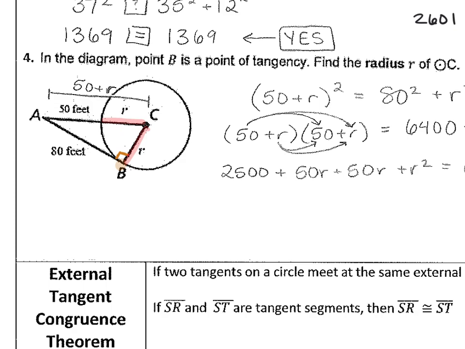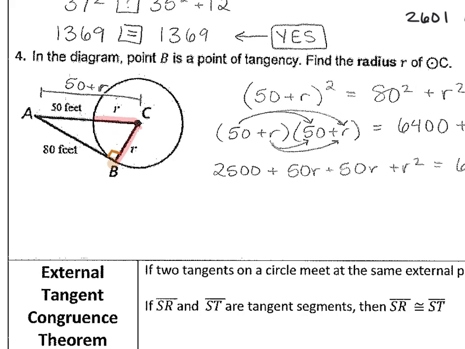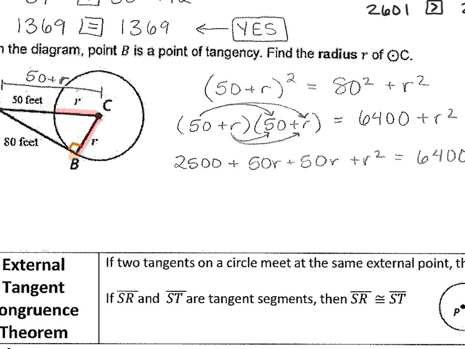So when I set up Pythagorean theorem here, my first step doesn't just say 50 squared, it says (50 + r) squared. That's my hypotenuse. Then I'm going to set it equal, I know it's equal, they're telling me it's tangent, equal to the legs, 80 squared plus r squared.